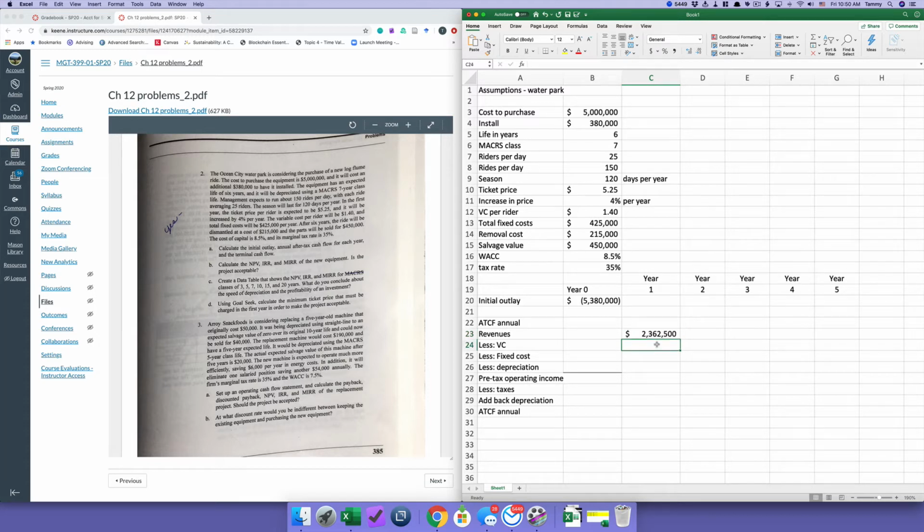And then our variable cost is basically going to be the same thing, $1.40 times all these numbers, right? So that's going to be equals $1.40 times riders per ride times rides per day times 120. Okay, and again, we're going to make those absolute cell references, or at least absolute column references.